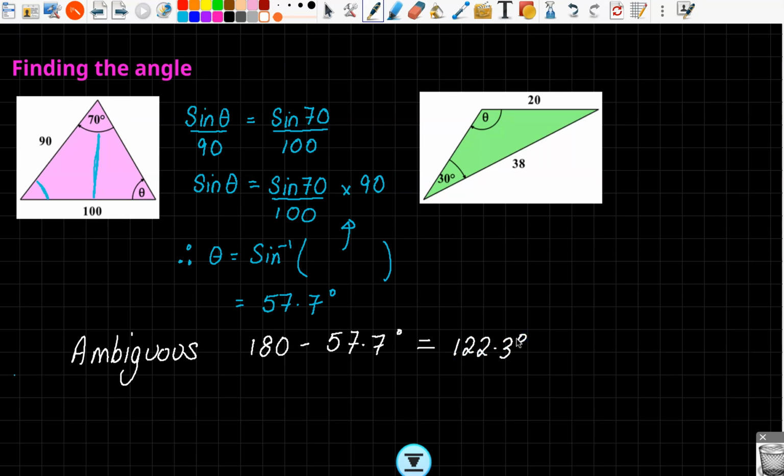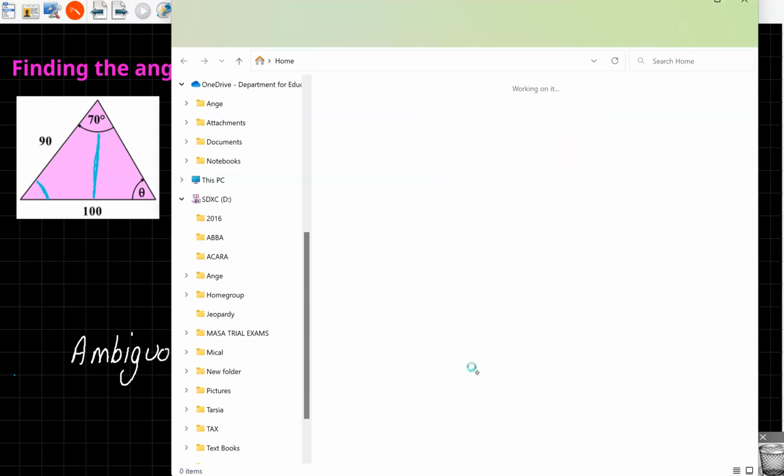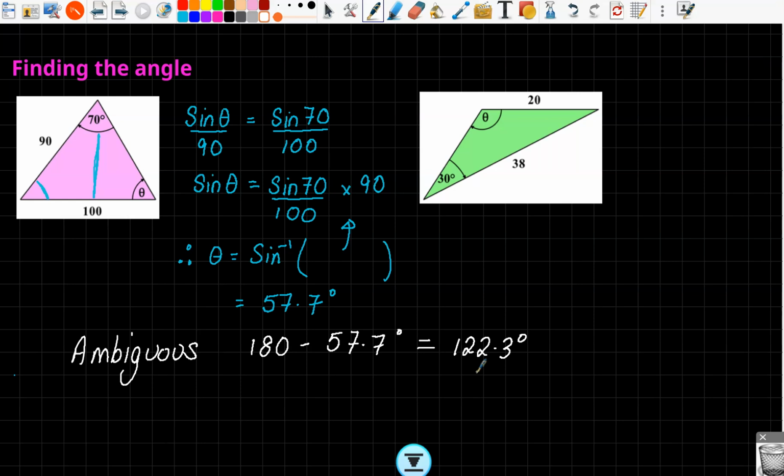So what we're saying here is, could the angle that we're just finding, this angle here, this theta, we've got one solution that it's 57.7. Could it also be 122.3? Yay or nay? So we've got a lot of naysayers there. Can you tell me why it's a nay?